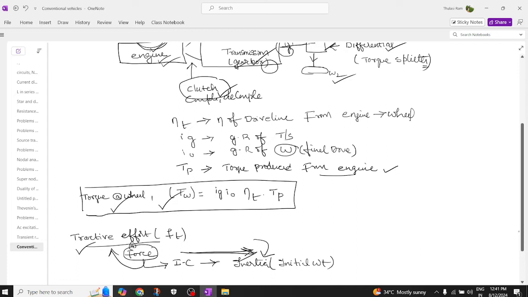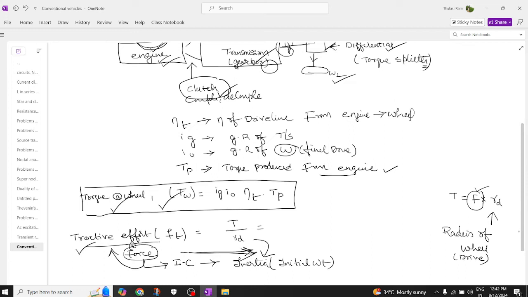So tractive effort. We have the formula that torque is force into radius. So this radius I'm going to call RD. But now we want to find out the tractive force, or tractive effort. So I want force, which is nothing but torque divided by RD. The RD is the radius of the wheel or the radius of the drive line, where RD is called the radius of the drive wheel. Okay, so this is there.